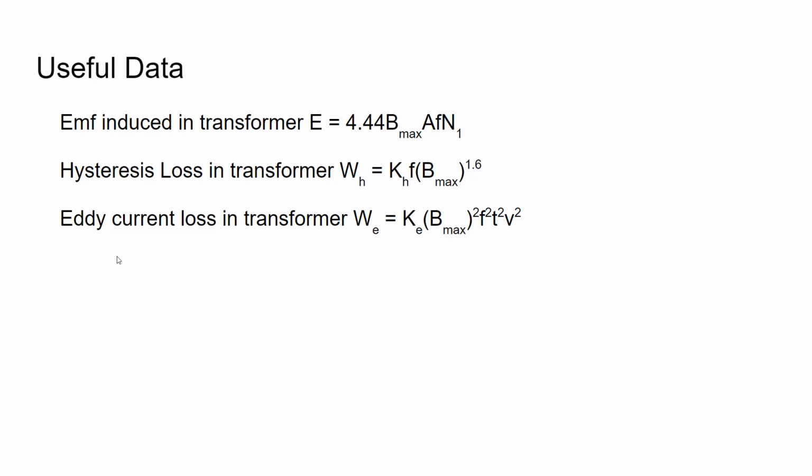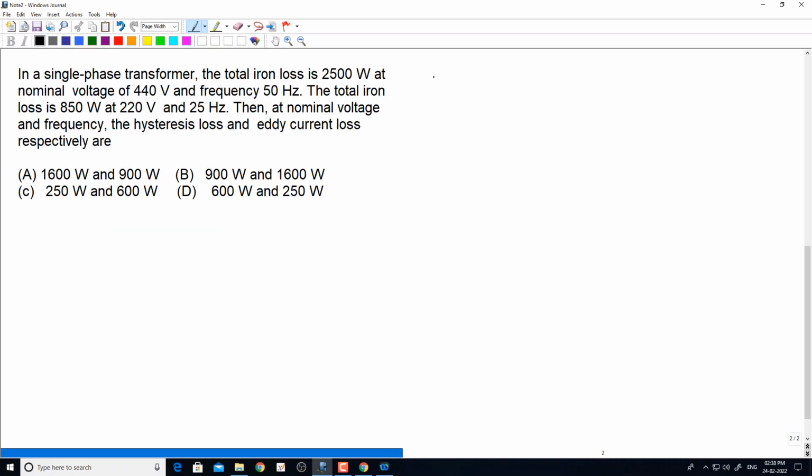And the eddy current loss in a transformer is given by WE is equal to KE into Bmax square into F square into T square into V square. Here KE is the eddy current loss constant, Bmax is the maximum flux density and it is measured in Weber per meter square, F is the frequency of the supply, T is the thickness of the core and V is the volume of the core. Using this information, let us solve the problem.